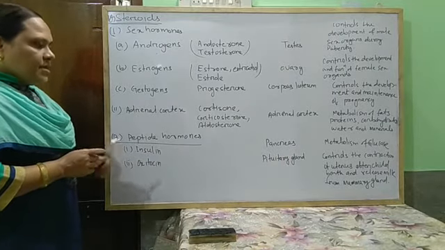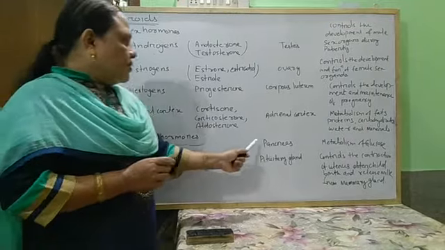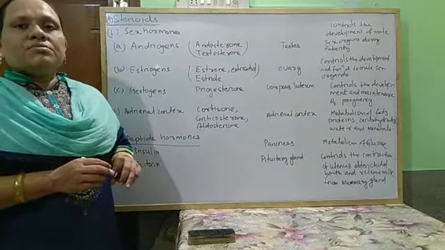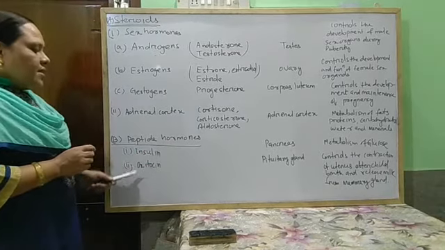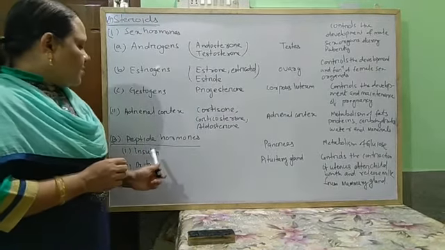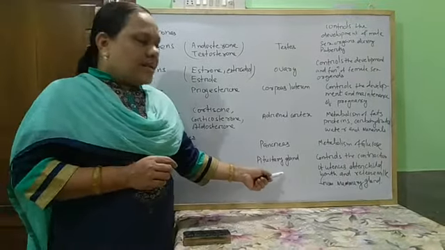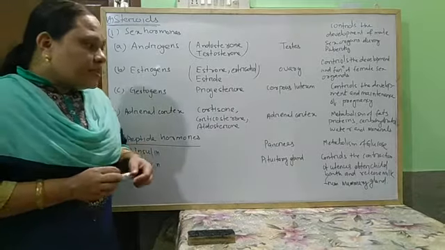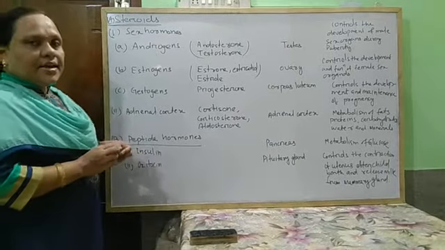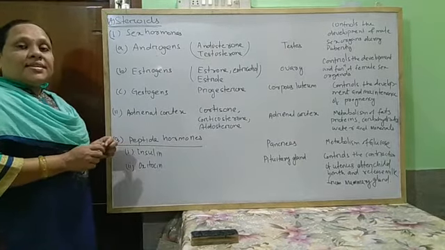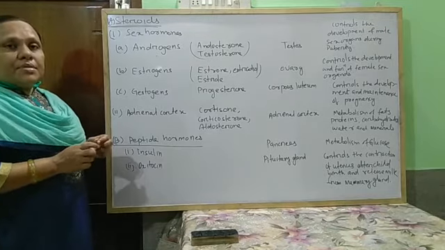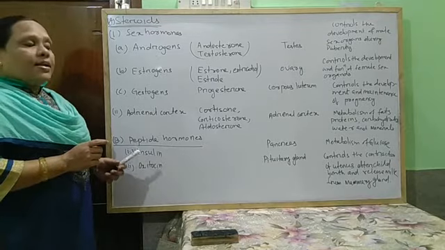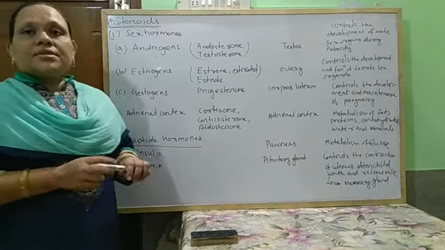For example, insulin is secreted from the pancreas and controls the metabolism of glucose. Similarly, oxytocin is secreted from the pituitary gland and controls the contraction of the uterus after the birth of a child. It is also responsible for the secretion of milk from the mammary glands.